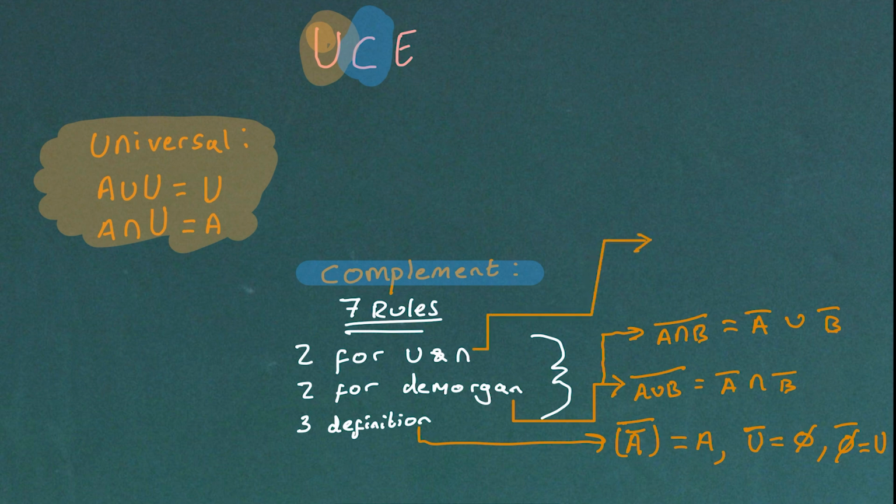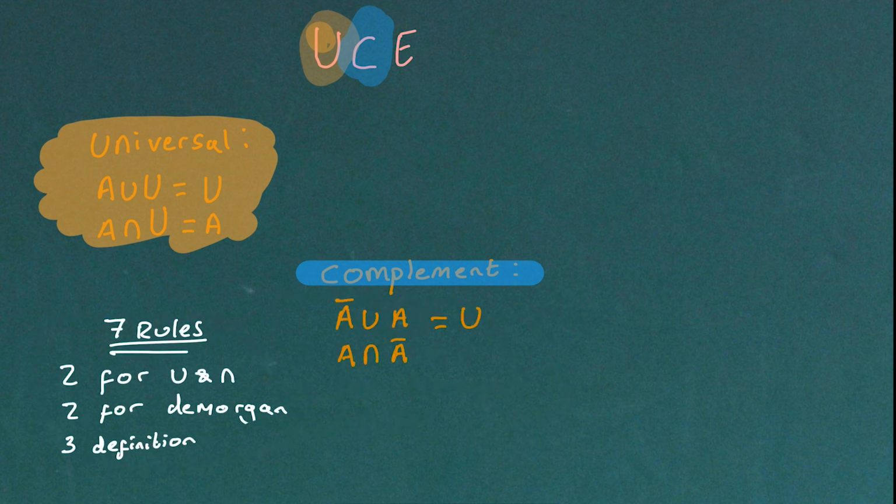And the last 2 rules are for unions and intersects in general. A union with the complement of A is the universal set, because all the elements that are A and all the elements that are not A are in the universal set. And A intersect the complement of A is the empty set, because the only elements in common between A and not A is basically there are no elements, so we call that the empty set.